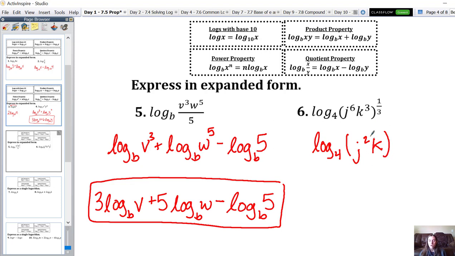Now I'm going to worry about my product and my power. I'm going to do this all in one step now. J is the only thing that had that exponent, so in front of the log with J, I'm going to put that 2. K did not have an exponent, so I don't need to put anything in front of its log. And there's our final answer.